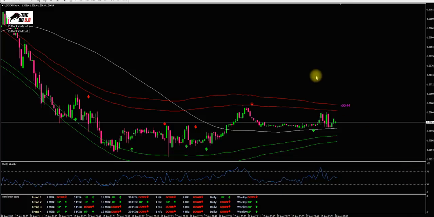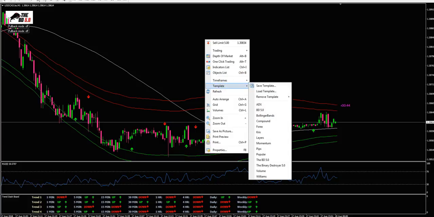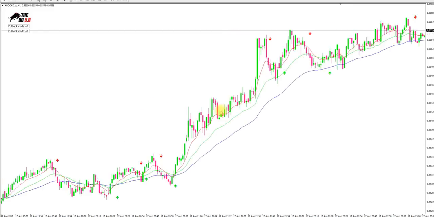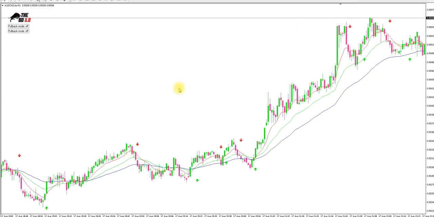Right. So let's go over price action. Right, let's load up. Have I got price action loaded up? I have got price action loaded up. Okay, let's go over price action.